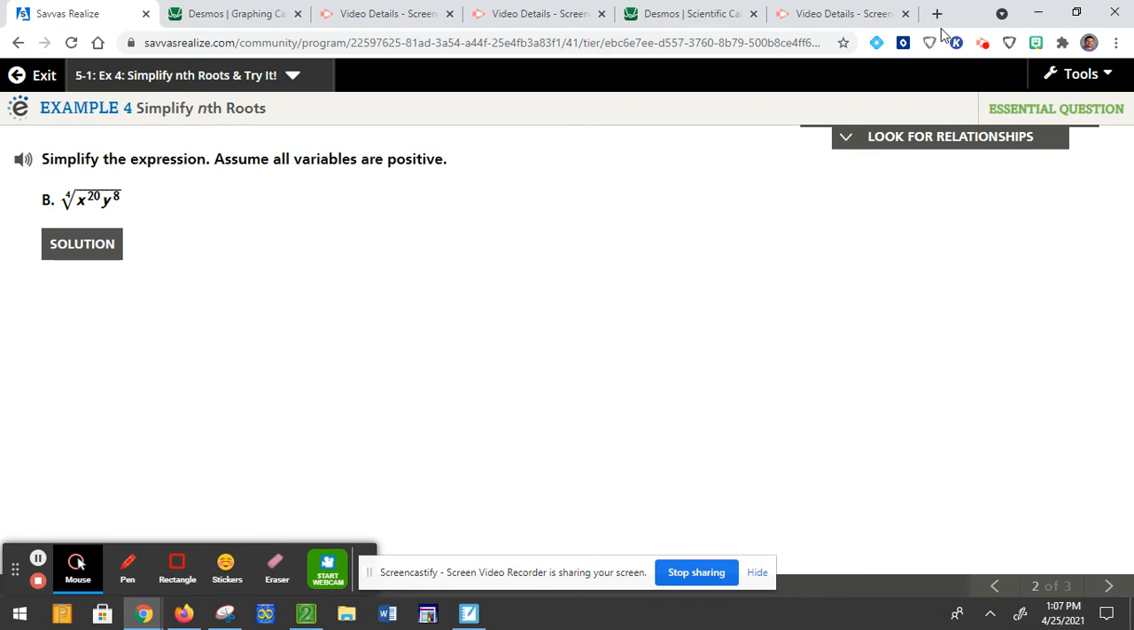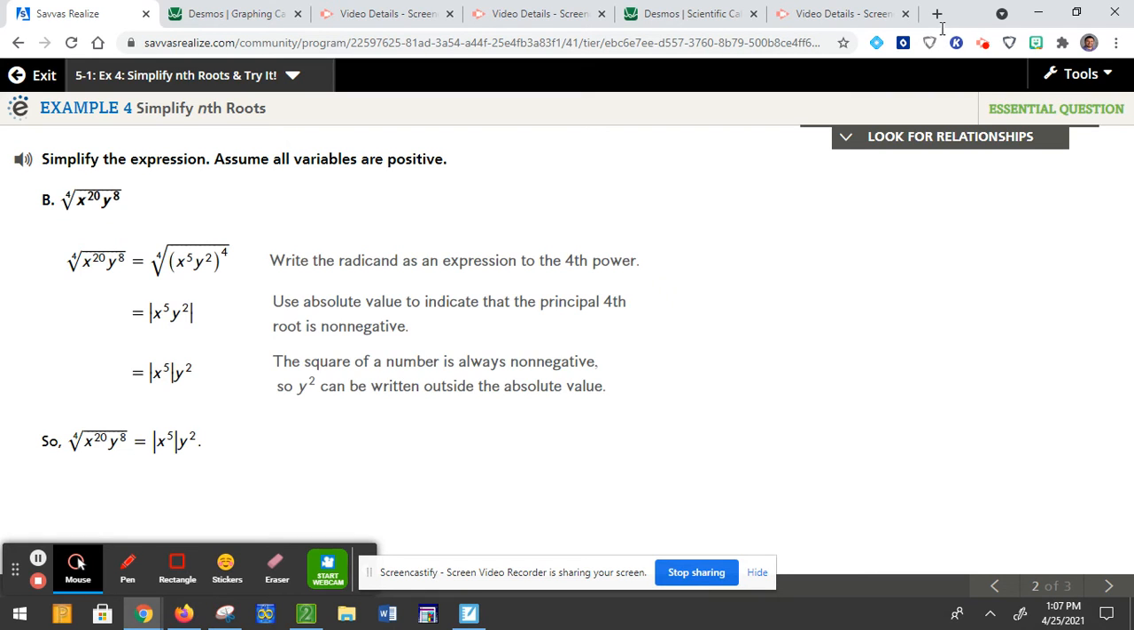Here's one that has just exponents. Again, you're really just going to divide the 20 by 4 and divide the 8 by 4. Okay. You use an absolute value to indicate that the principal fourth root is non-negative.